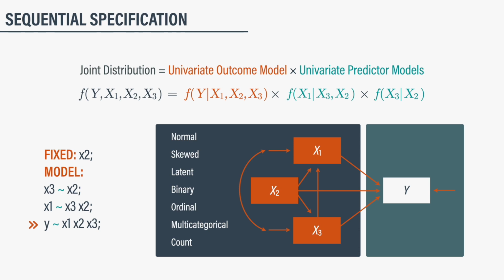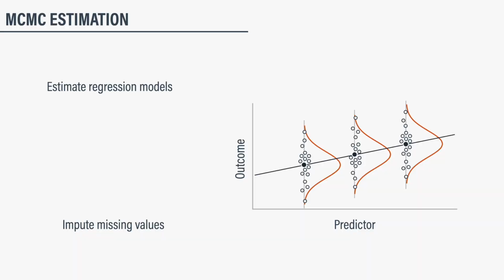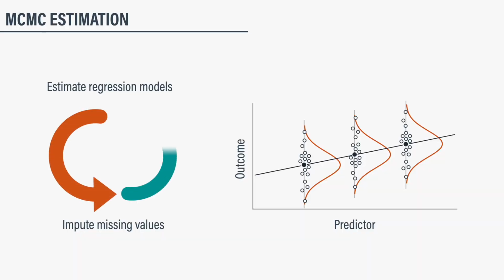Blimp's computational engine uses the Bayesian framework and Markov chain Monte Carlo, or MCMC, algorithms. Broadly speaking, MCMC consists of two steps. First, Blimp estimates a series of regression models using the filled-in data. Next, it uses the resulting model parameters to construct distributions of missing values from which it samples updated imputations.